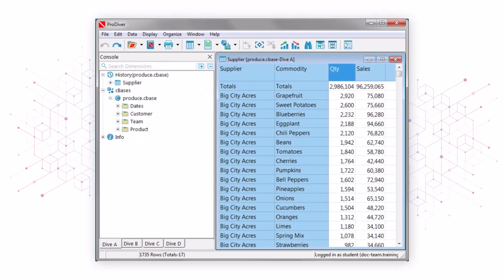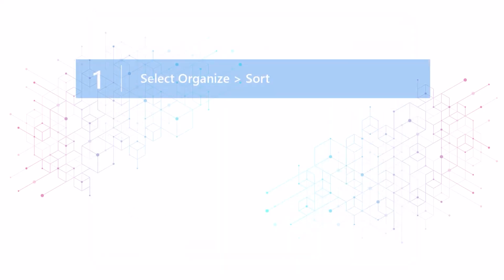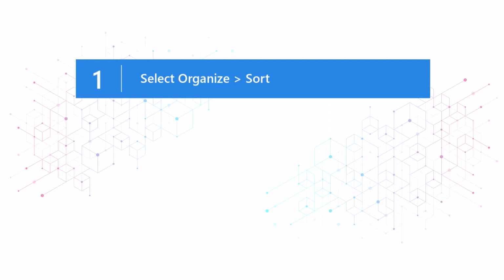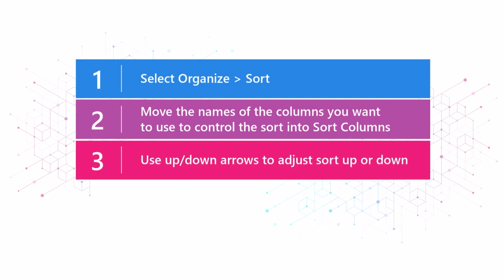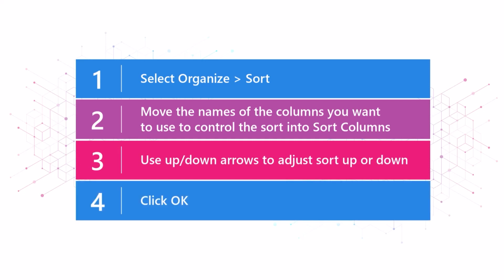So that's how you sort data in a multi-tab view. You select the command Organize Sort, move the names of the columns you want to use to control the sort order into the Sort Columns area of the dialog box, use the up and down arrows to adjust the sort order of each column, and click OK. And that's how simple it is to sort data across multiple columns in ProDiver.